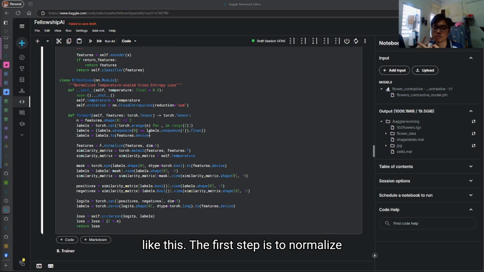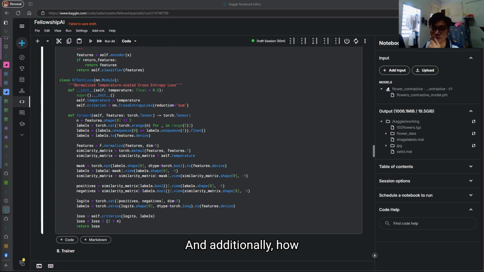The first step is to normalize the features. The second step is to compute the similarity. The third step is to identify positive and negative pairs. And the final one is to calculate the loss to maximize similarity between positive pairs while also minimizing similarity between negative pairs.